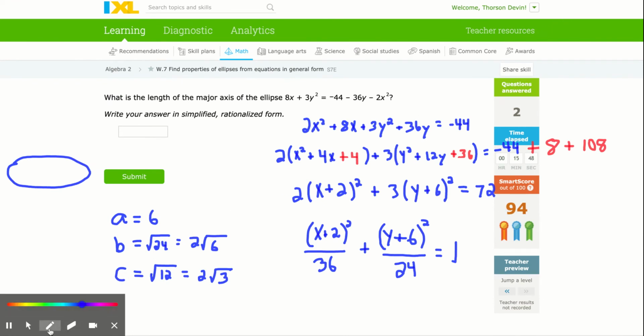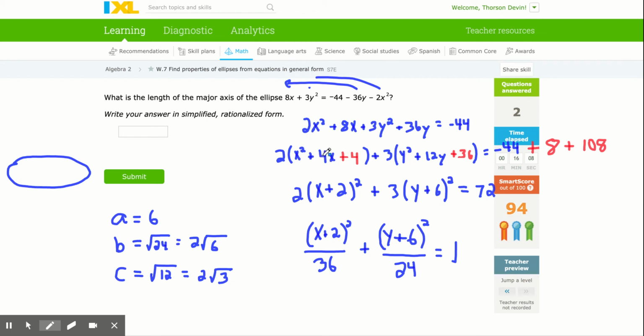In this one, we need to complete the square twice. So the first thing I did was I brought everything to the left side except the negative 44. And I grouped the x's together and I grouped the y's together. Then I had to factor out the 2 from the 2x squared and the 8x.